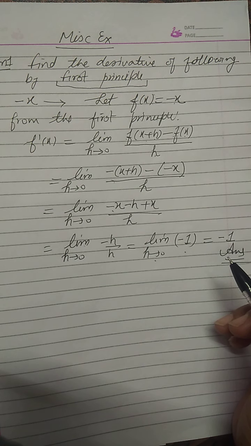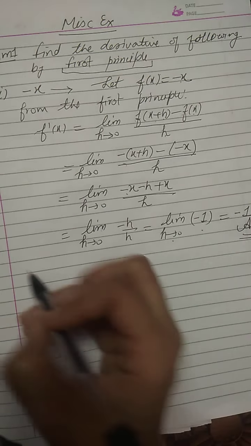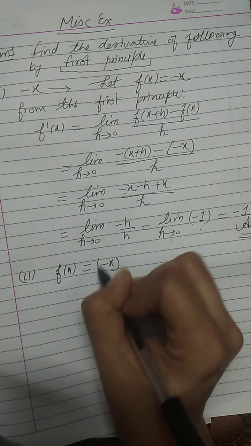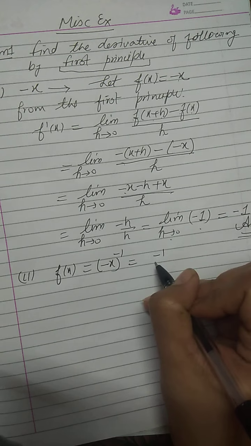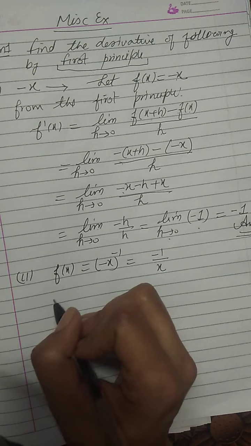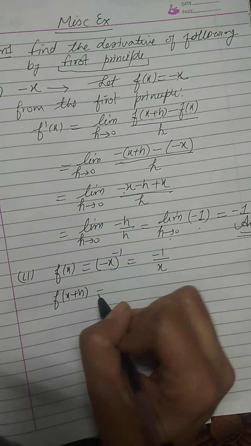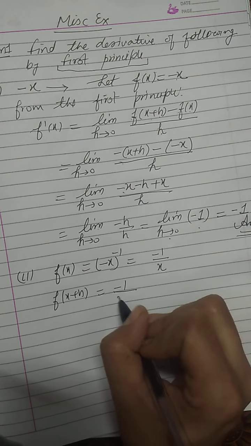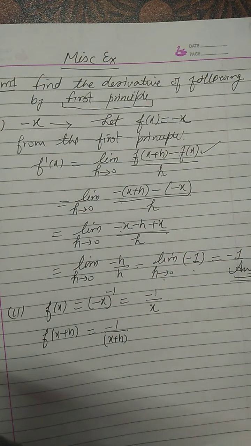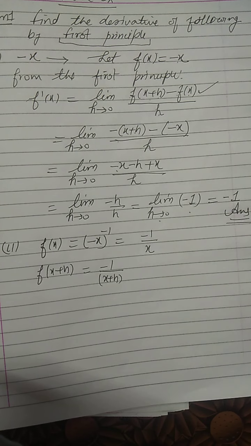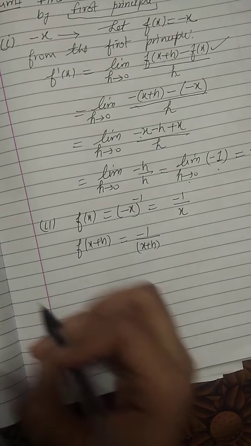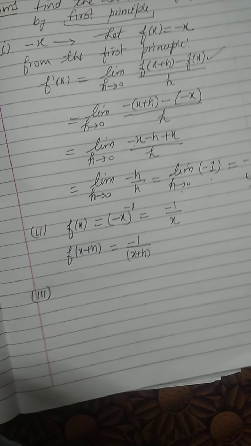It is minus x raised to power minus 1. So when I do this, I'm just writing it: f of x is minus x raised to power minus 1. That means it is minus 1 upon x, okay? So f of x plus h will become minus of 1 upon x plus h. Same way you will apply first principle, substitute the values, simplify it, apply the limit, and you are getting the answer, right? Now we will discuss the third part.